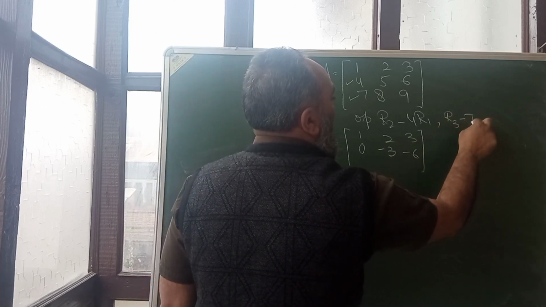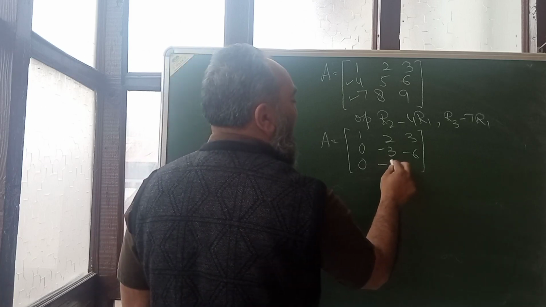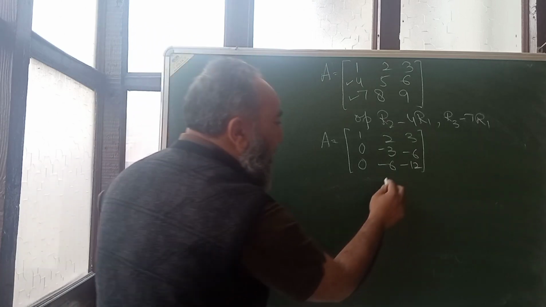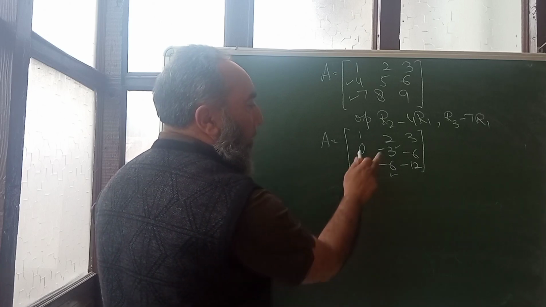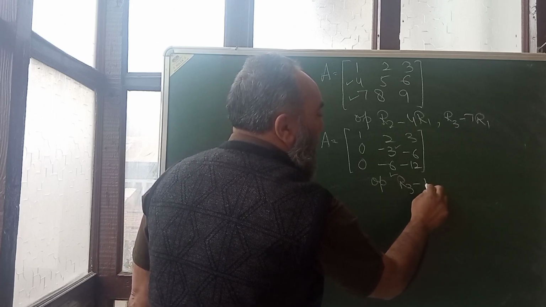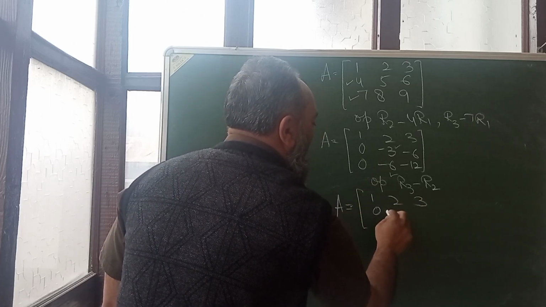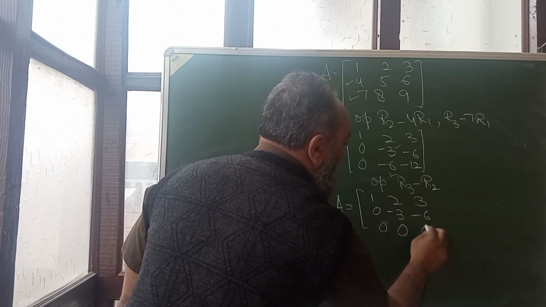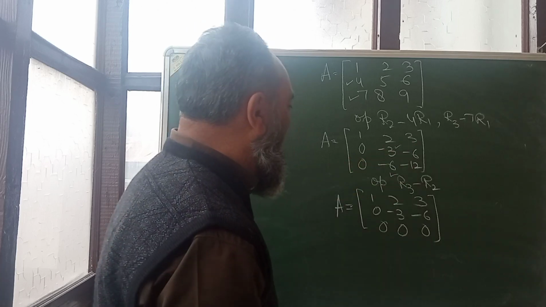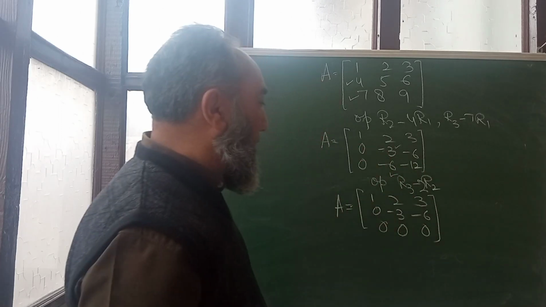Row 3 minus 7 times row 1: 7 minus 7 is 0, 8 minus 14 is minus 6, 9 minus 21 is minus 12. Now you can make this 0 with the help of this. It's your choice. So operate row 3 minus 2 times row 2. Your A is 1, 2, 3, 0, minus 3, minus 6, 0, 0 and 0. Row 3 minus 2 times row 2: minus 6 plus 6, minus 12 plus 12. So this is 0.